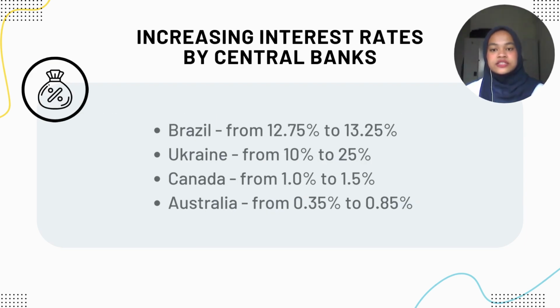Next is increasing interest rates by central banks. Here are examples of interest rates increased by central banks in different countries. Firstly, in Brazil, the interest rates increased from 12.75% to 13.25%. In Ukraine, from 10% to 25%, in Canada from 1.0% to 1.5%, and in Australia from 0.35% to 0.85%.